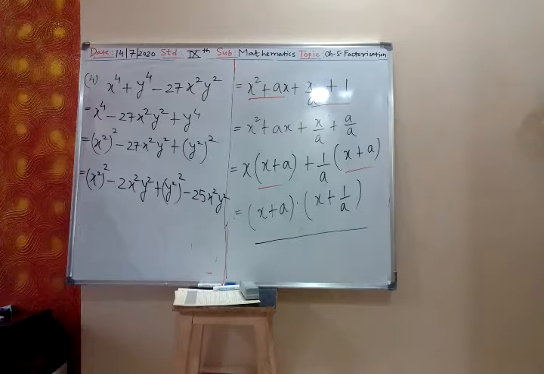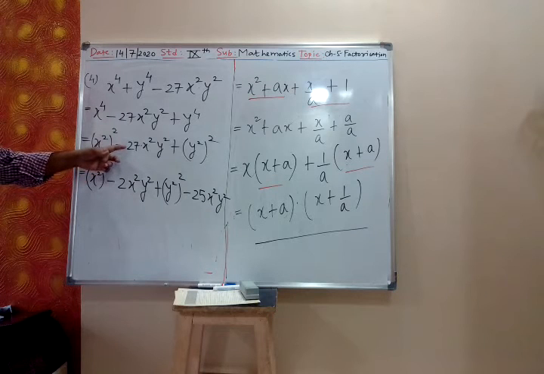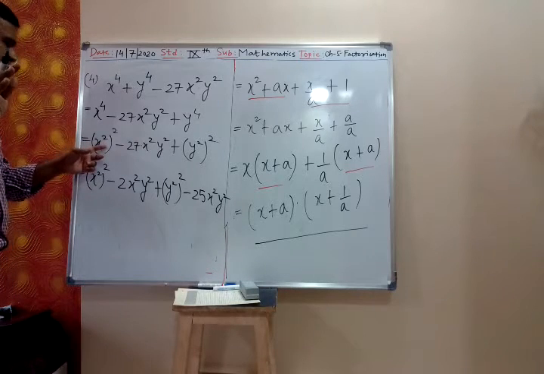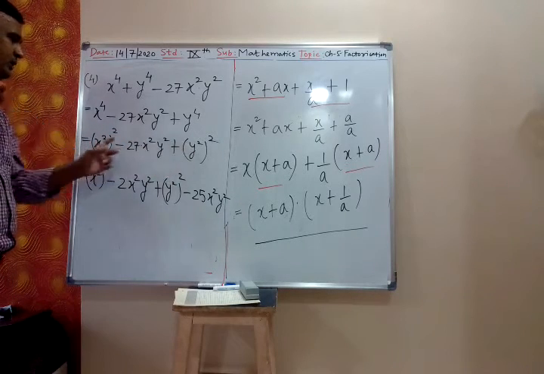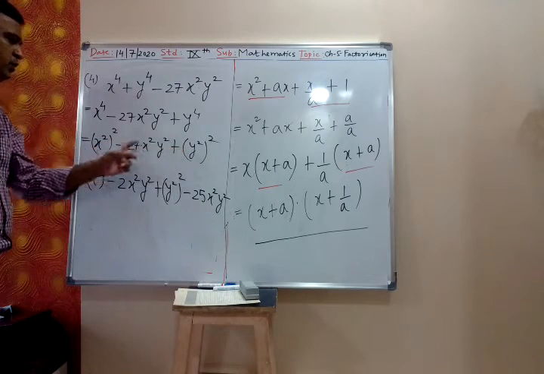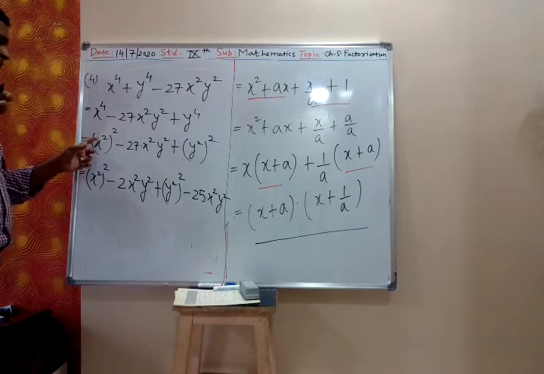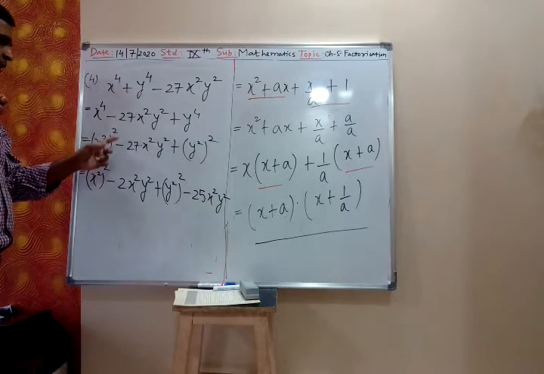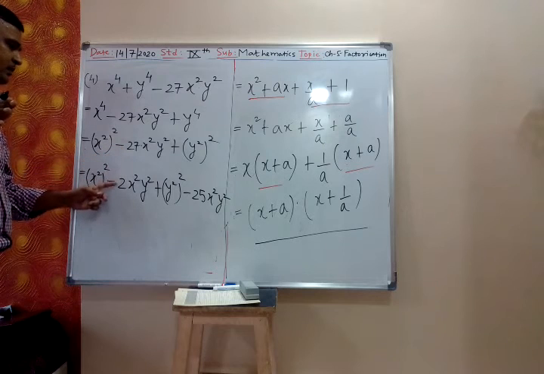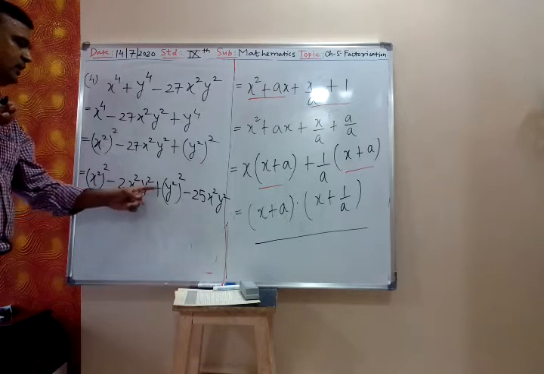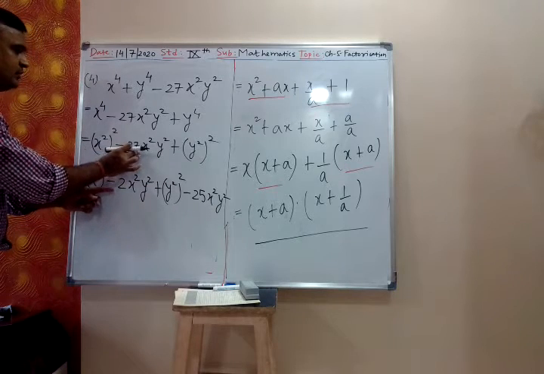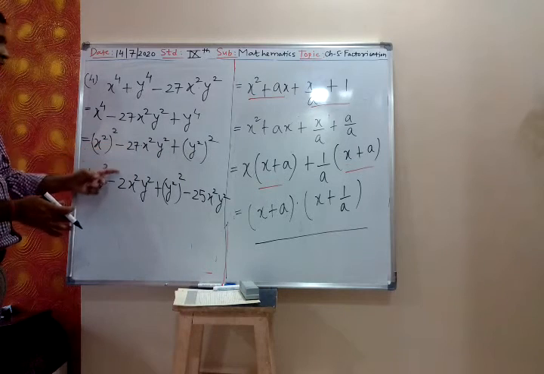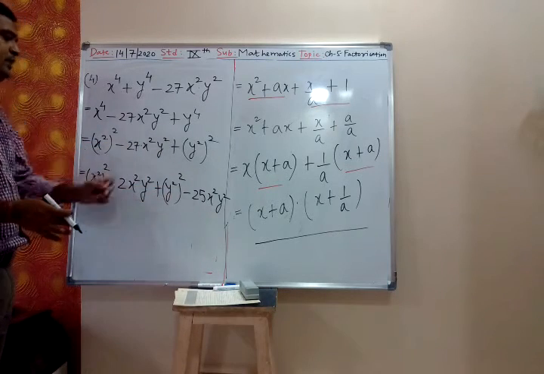Are you getting it? Because see, this is my a square and this is my b square. In between a square and b square we want 2ab. So it is minus 27. Minus 27 I have written as minus 2 x square y square. Then from minus 27 x square y square, I have written minus 2. So what is left? Minus 25 is left. Minus 27 we can write as minus 2 minus 25.